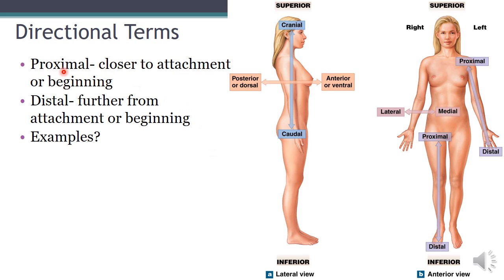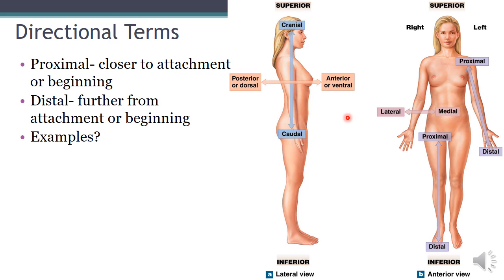So proximal means closer to the attachment or closer to the beginning. So if you're describing a limb, the beginning of the limb is the attachment point. So you would use proximal when you describe something that's closer to the attachment. If you're using a tube, you would say closer to the beginning.